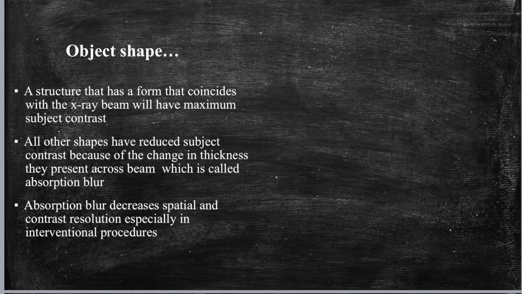The shape of an object is another subject contrast factor. If the part of the body that is being X-rayed coincides with the X-ray beam, it is said to have maximum subject contrast. If the part is of any other shape, it is said to have reduced subject contrast. This is due to the part thickness changing across the X-ray beam. This reduction of contrast is also known as absorption blur. Absorption blur reduces spatial and contrast resolution of any anatomical structure, but is worse during interventional procedures, in which vessels with small diameters are being looked at.